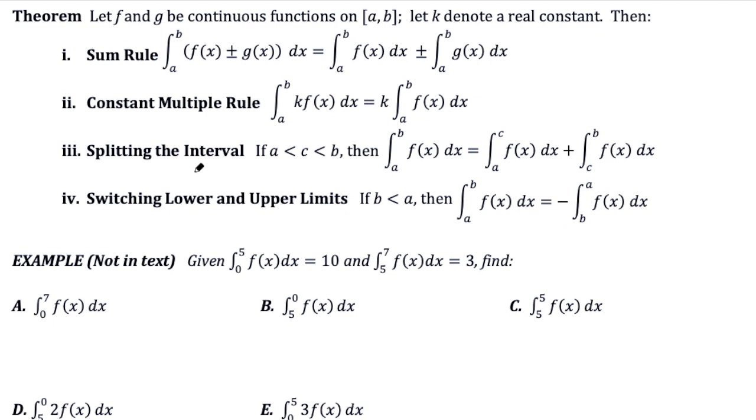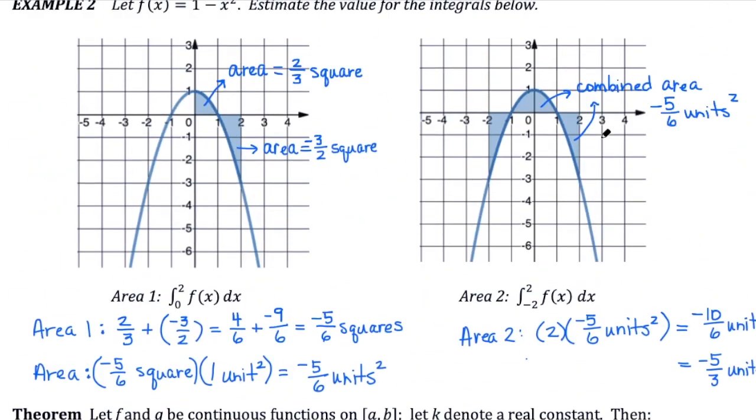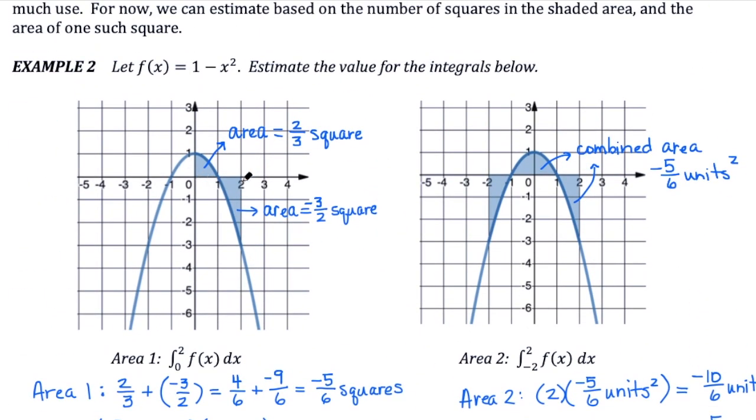Next, we have a splitting the interval rule, which says between A and B, if you have a number C, and you want to find the integral from A to B, you can split it up. You can go from A to C first and C to B second. So in other words, that's kind of like looking at this graph.